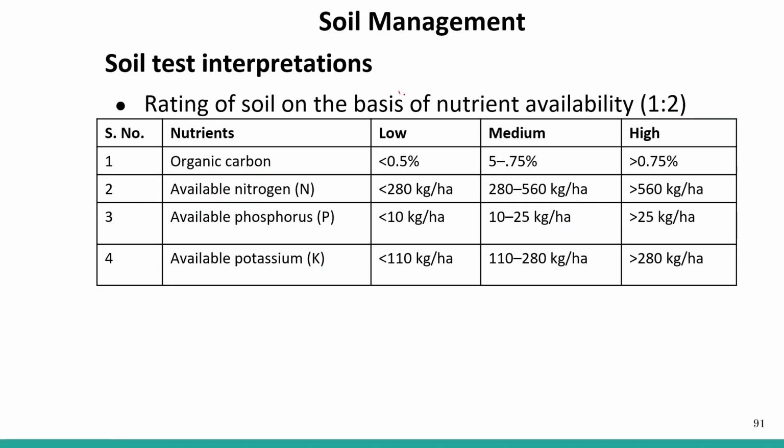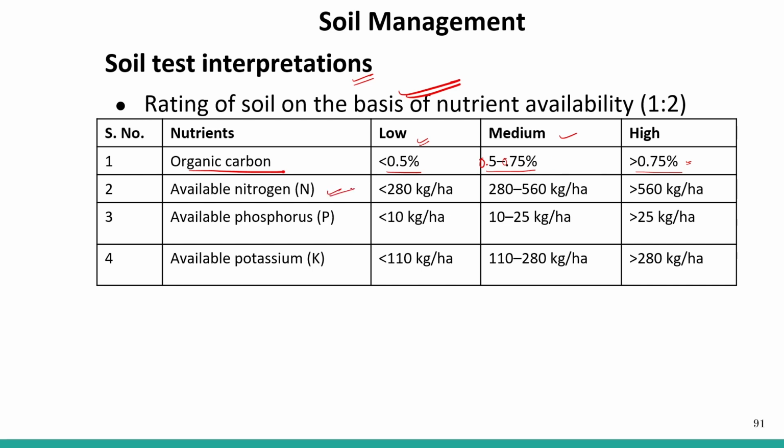Rating of the soil on the basis of the nutrients available. So what type of nutrients are available in the soil? First, organic carbon. If it is less than 0.5%, then it is low. If it is between 0.5 and 0.75%, then it is medium, and if it is more than 0.75%, then it is high.